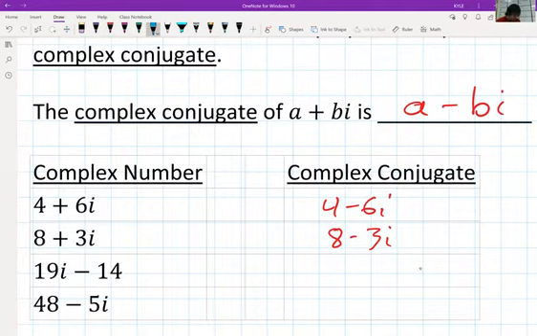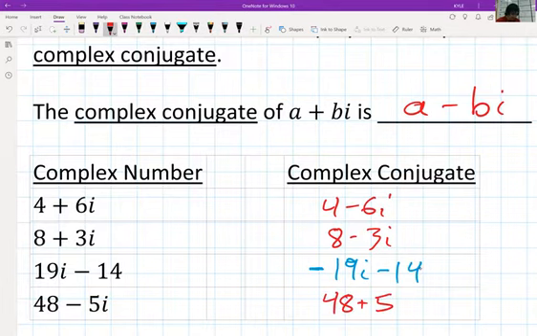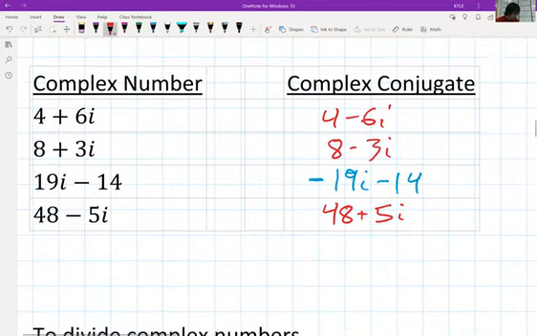I'm going to change colors just to make sure everyone sees this. Negative 19i, we change that sign and leave the real part alone, minus 14. Always changing the imaginary sign, leaving the real part alone. So in this last one, 48 plus 5i would be the complex conjugate. Hopefully that makes sense. Pause or rewind it if you need, but we're always just changing the sign of the imaginary part. So awesome, we can find the complex conjugate.